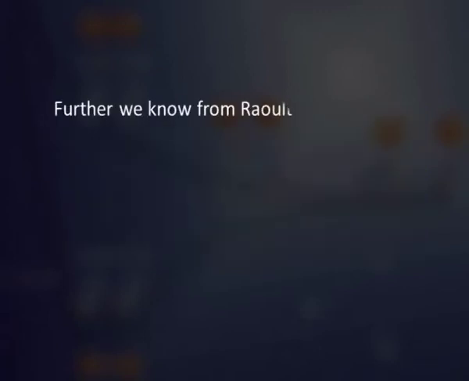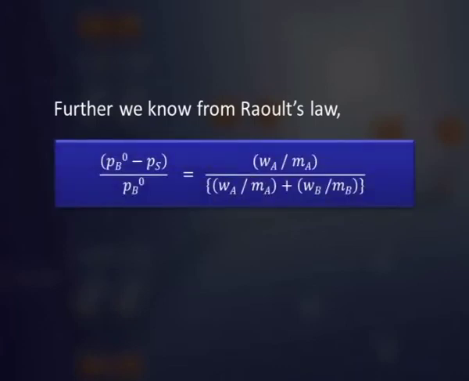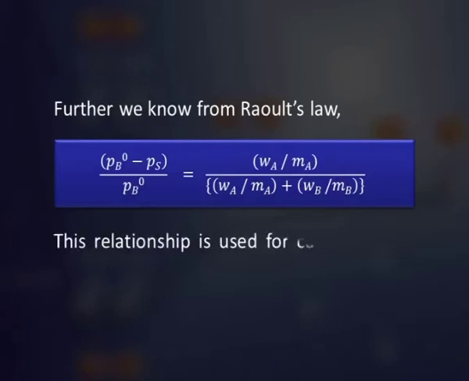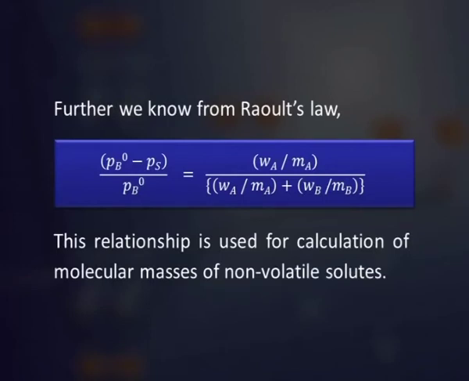Further, we know from Raoult's law that relative lowering in vapor pressure is equal to mole fraction of solute. That is, P naught B minus Ps upon P naught B is equal to Wa upon Ma divided by Wa upon Ma plus Wb upon Mb. This relationship is used for calculation of molecular masses of non-volatile solutes.